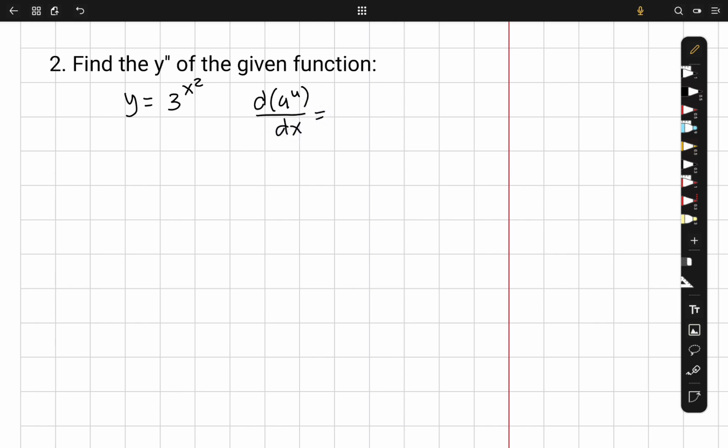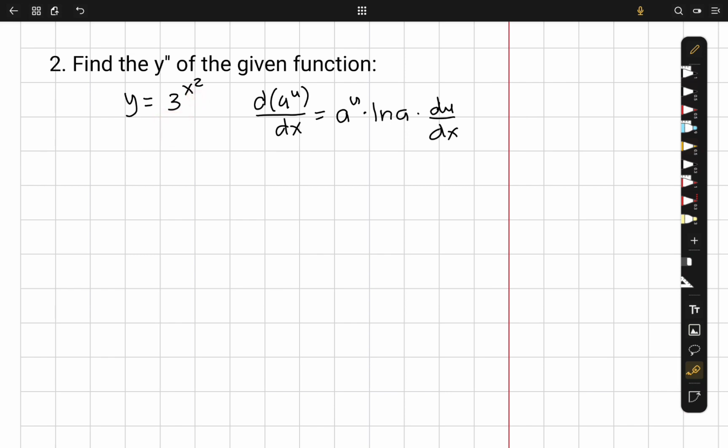That is equal to a raised to u multiplied by ln a multiplied by du dx. So, dito, ang pinapakuha, di ba, second derivative. So, kunin muna natin yung ating first derivative. Dito, para hindi tayo malito, kunin natin yung mga given natin. So, ano ba yung mga given natin dito? We have yung a and we have yung u.